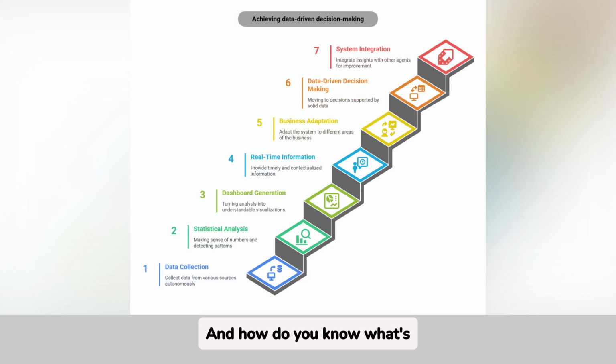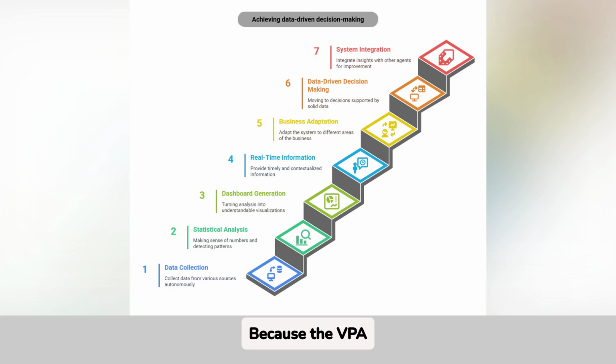And how do you know what's relevant? I don't want you to bring me everything unfiltered. Because the VPA, Value Priority Broker, tells you what you need to analyze. In other words, everything stems from a real business need. For example, if it detects a drop in conversion, the collector looks at all related data: number of calls, response time, originating channel, results per agent, even external factors like weather or holidays.